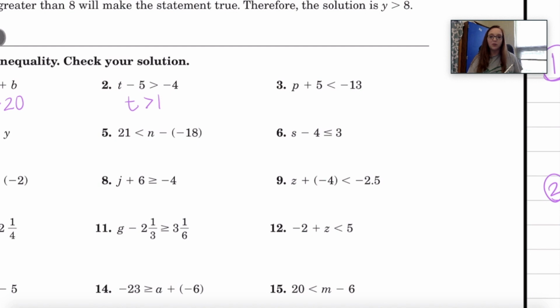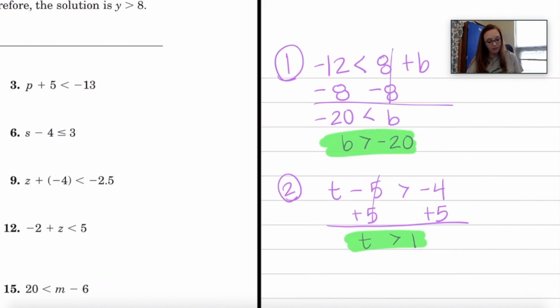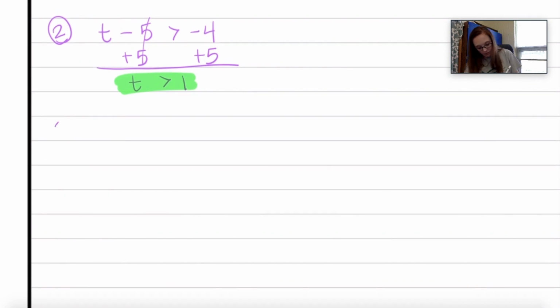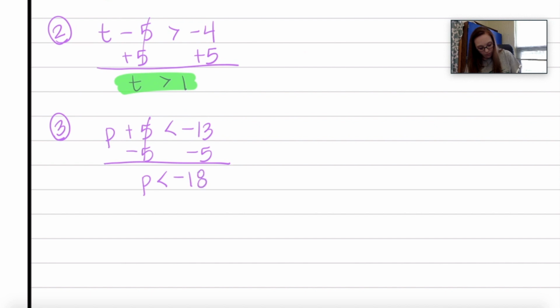Okay, let's do number 3. P plus 5 is less than negative 13. To solve this inequality, the first step, and only step, is to subtract 5. So I end up with P is less than negative 18.